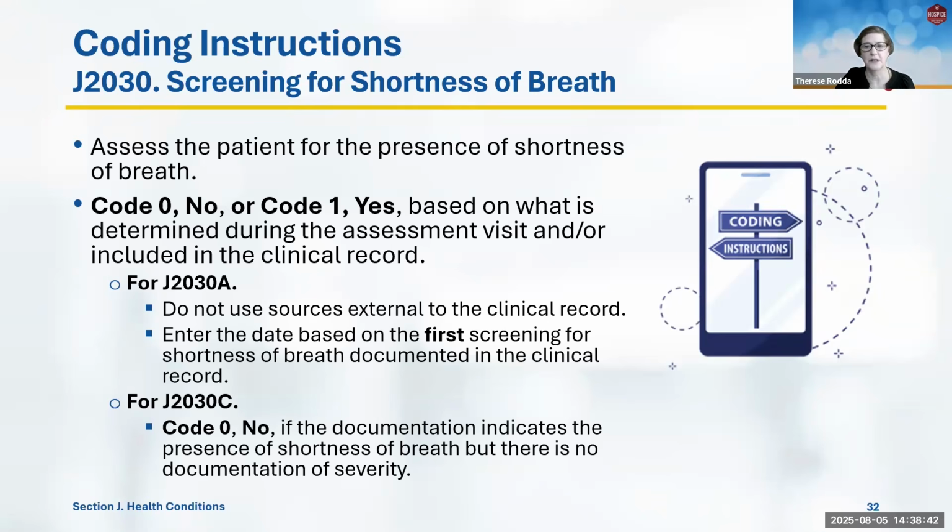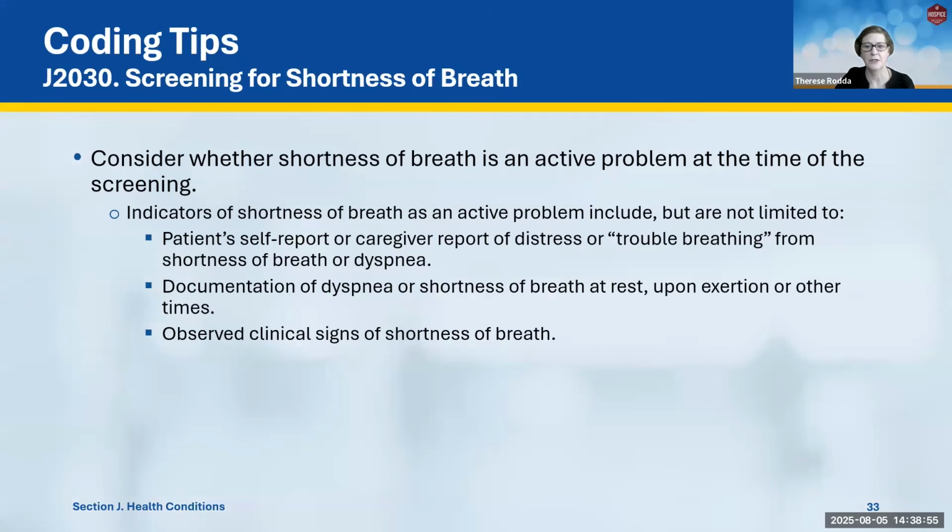If a review of the documentation indicates the presence of shortness of breath, but there is no indication of severity, the clinician would choose code 0, no. Here are some additional coding tips for J2030, screening for shortness of breath. Clinicians should determine whether shortness of breath is an active problem at the time of the screening. Consider patient-caregiver report of trouble breathing at rest or with exertion or other clinical signs of shortness of breath.